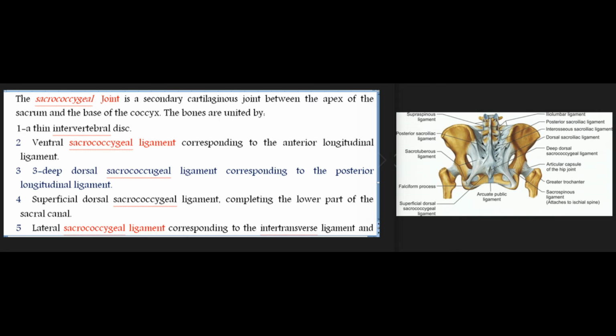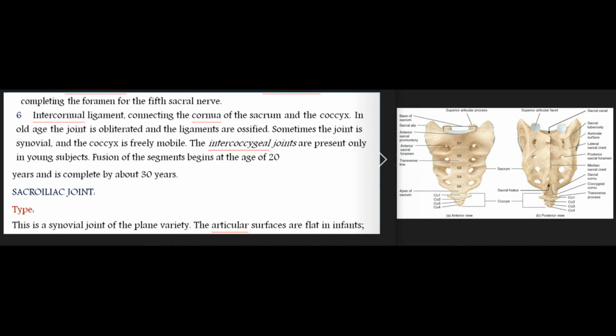4. Superficial dorsal sacrococcygeal ligament, completing the lower part of the sacral canal. 5. Lateral sacrococcygeal ligament, corresponding to the intertransverse ligament and completing the foramen for the fifth sacral nerve. 6. Intercornual ligament, connecting the cornua of the sacrum and the coccyx. In old age the joint is obliterated and the ligaments are ossified.